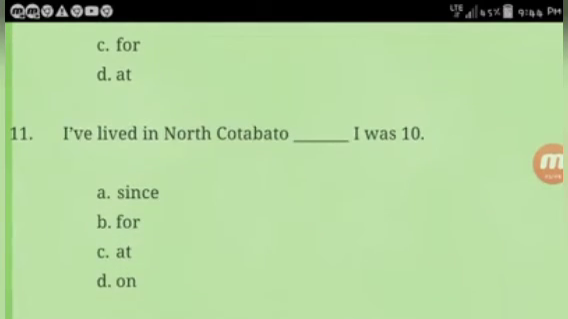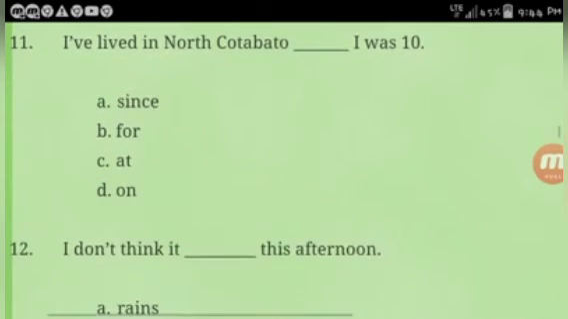Next, I've lived in North Cotabato blank, I was 10. So it's a start of the time. So we need since. We use for a period of time and since for the start of a given time. Okay, the answer here is letter A.